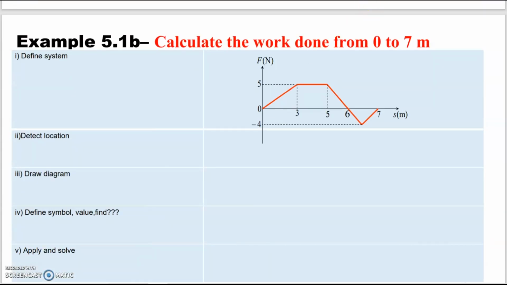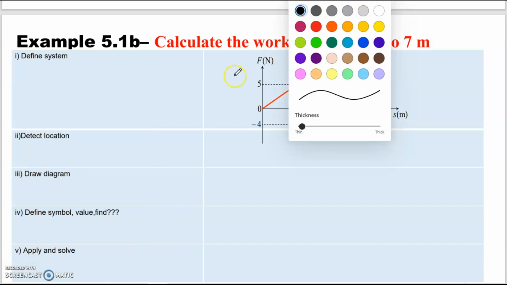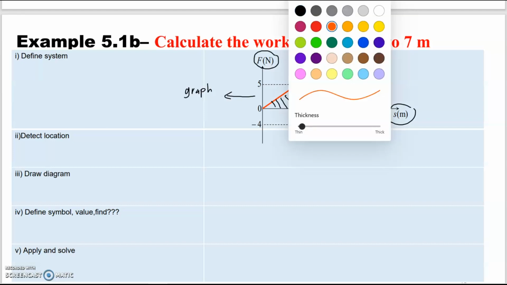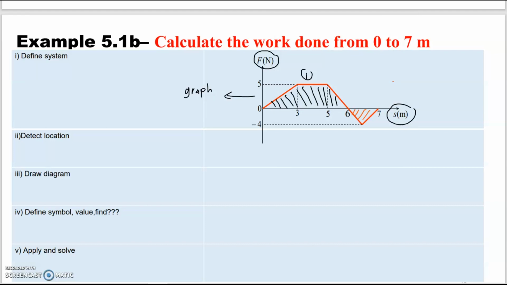Okay, so we are going to look through the system. As you can see, the system is all about the graph given, and we have to use the graph to calculate the work between the force and the displacement itself. Here we can see that there are two parts. The first part is from 0 to 6 meters, and the second part here is from 6 to 7 meters.